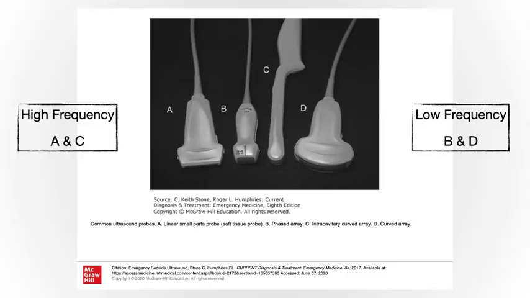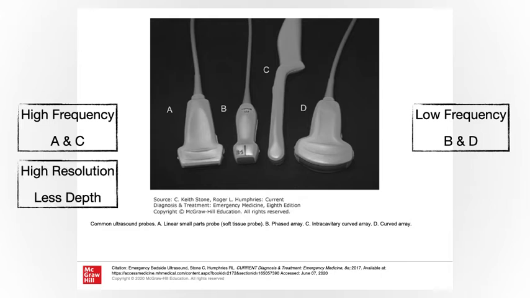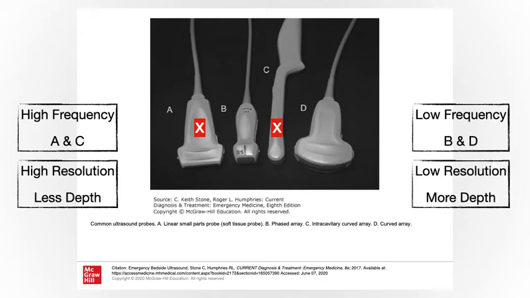Now for probe selection. Probes A and C in this diagram are both high-frequency probes. These probes have the best resolution, however they do not, in general, penetrate deep enough to view the abdominal aorta in adults. So, they are not our probes of choice. The phased array probe, which is labeled B in this diagram, can penetrate deeper than the linear probes due to its lower frequency. However, its small footprint, or the surface that contacts the patient, makes it more difficult to move bowel gas out of the way.